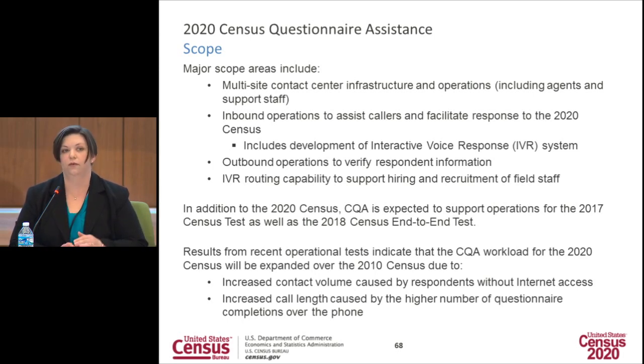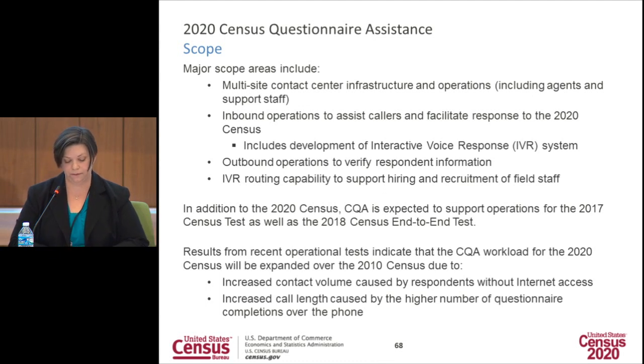The idea here is that we can answer most of the questions, or at least a good chunk of the questions, through the IVR system, so that by the time people get to the agent, they're going to be ready and willing to hopefully answer the census or get their final questions answered and then move along in their answering of it online. Another major scope area is the outbound operation, which will be utilized to verify previously supplied respondent information. And additionally, we anticipate that CQA operation will include IVR capability and functionality to support the hiring and recruiting of field staff.